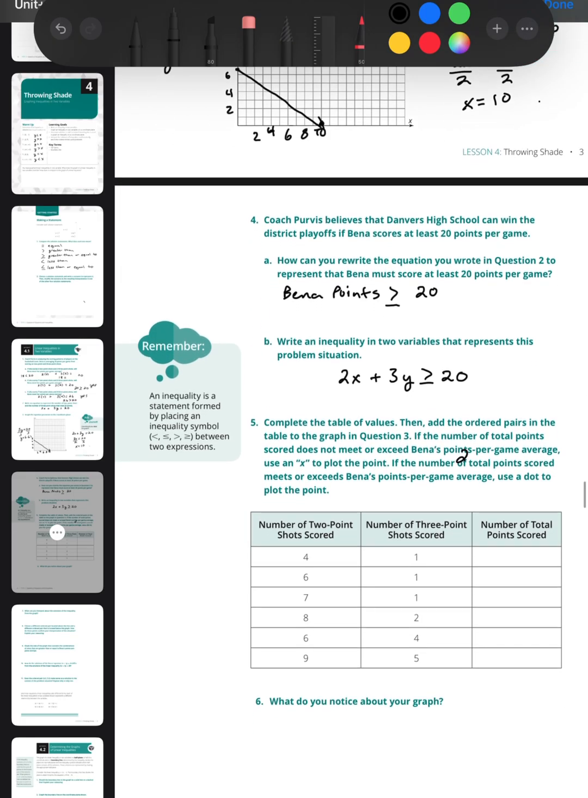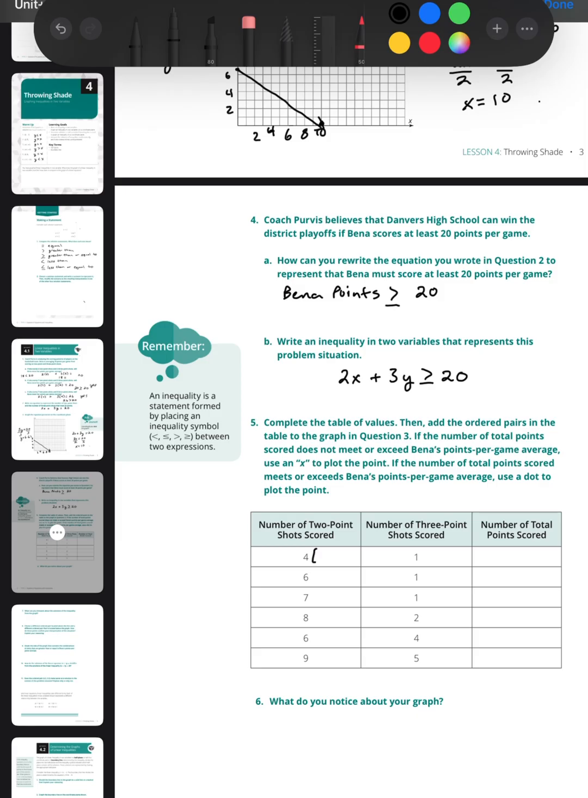Okay, so using that, on to number 5, complete the table of values. Then add the ordered pairs from the table to the graph back on question 3. If the number of total points does not meet or exceed Benna's points per game average, use an X to plot the point. If the number of total points scored meets or exceeds the point average per game, use a dot to plot the point. So if we plug in our values here, again, 2 pointers times 2, 3 pointers times 3.